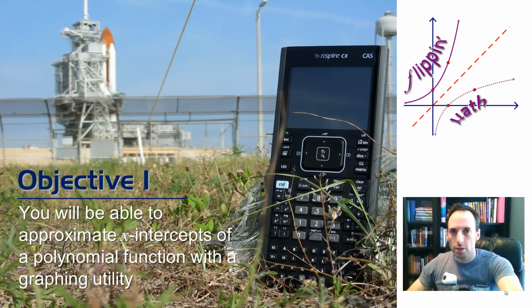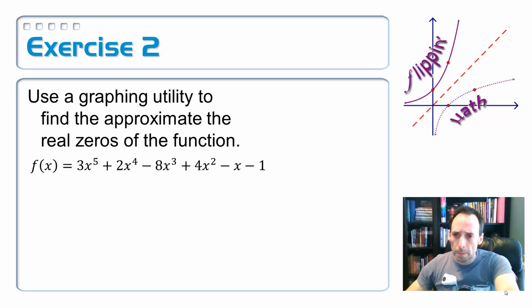Yeah, so let's do a couple of exercises using the graphing calculator to find the approximate location of some zeros. So here's your problem. If a quintic, fifth degree polynomial function, type that into your graphing calculator and try to find your x-intercepts. Approximate those. Pause that video and then come back and check your work.